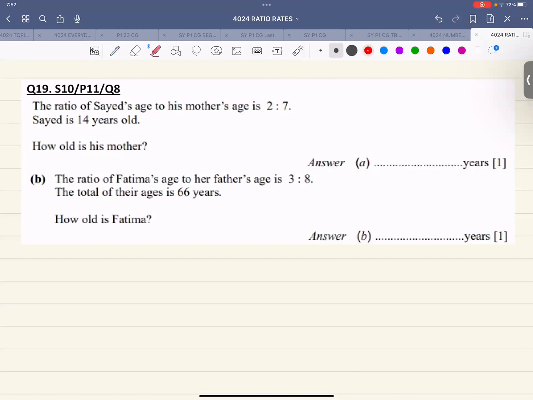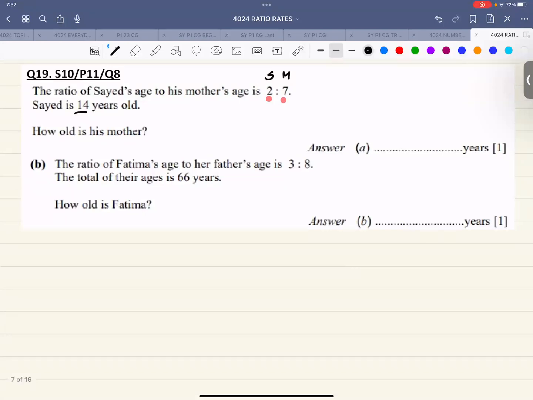The next question says, the ratio of Saeed's age to his mother's age is 2:7. So this is Saeed. This is his mother's age. Saeed is 14 years old. How old is his mother? So part A, Saeed is to mother, that's 2:7. Saeed is 14 years old. His mother's age is M.